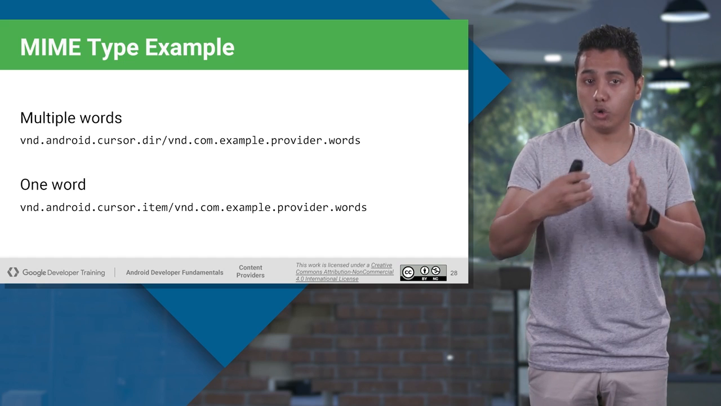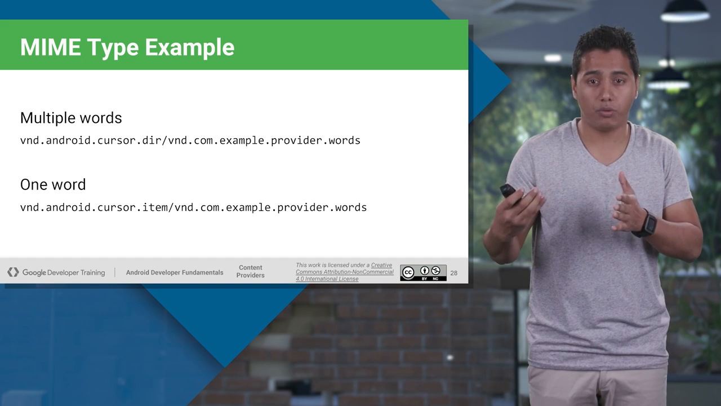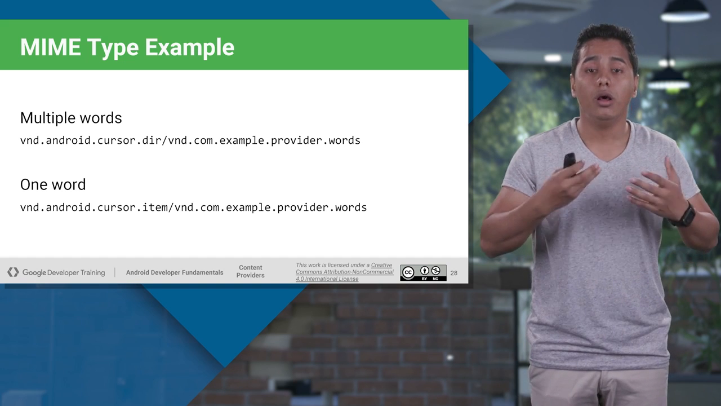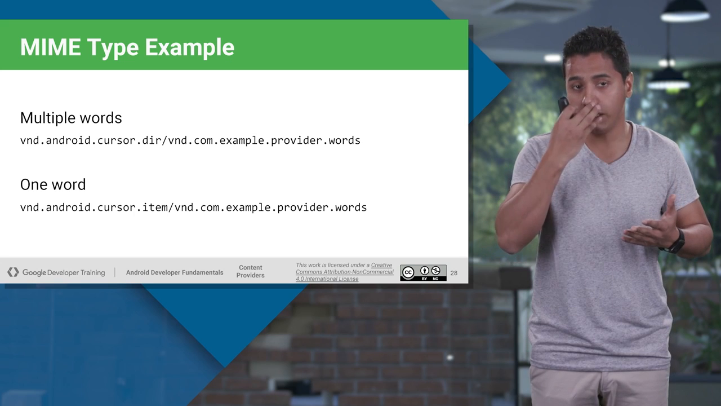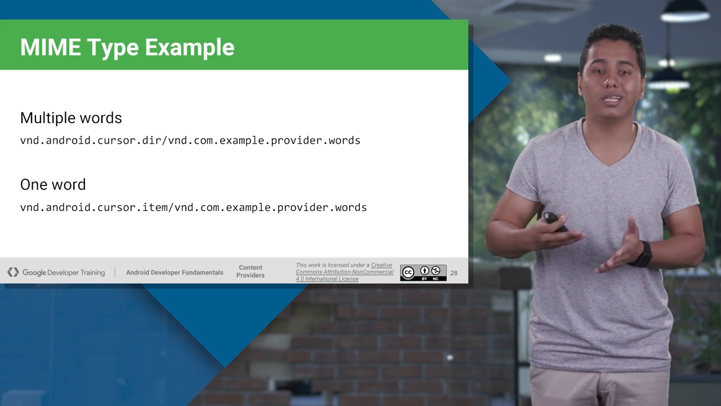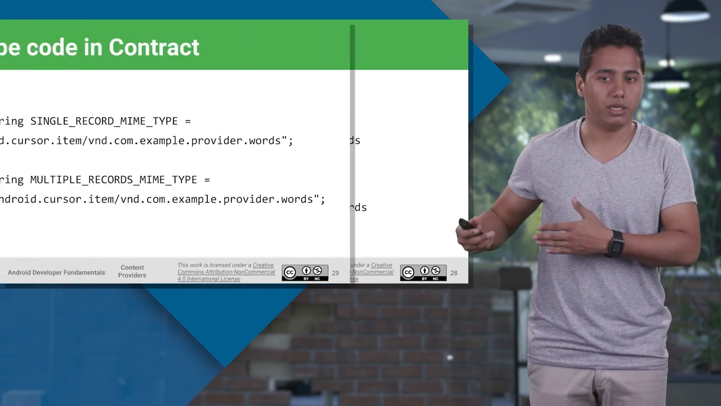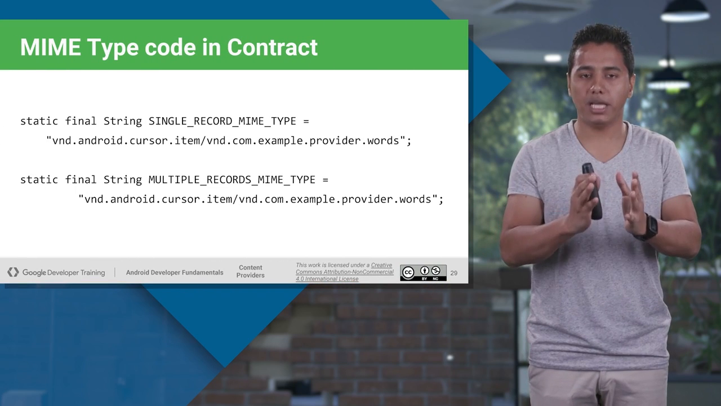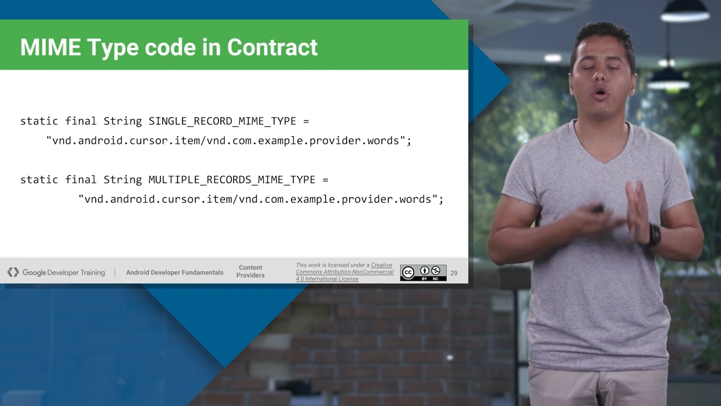First thing will be your domain name. It can be com.example.provider, or it can be your package name also. Or if I'm creating my own application, it might be com.lalit.myownprovider, and then the table name. So you will be defining these MIME types as constants inside your contract class.